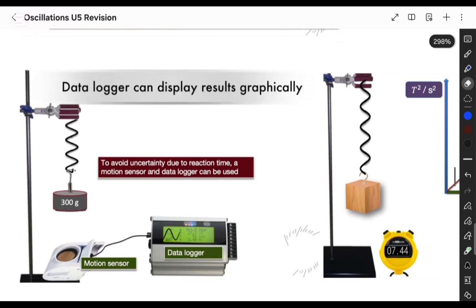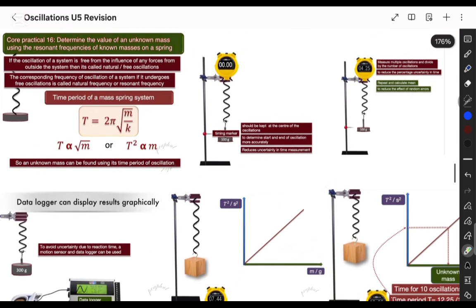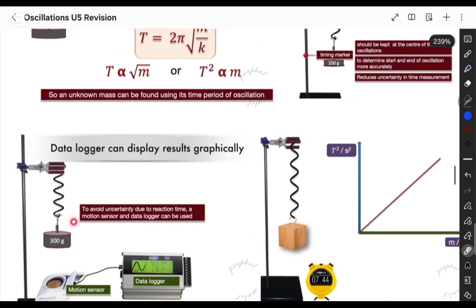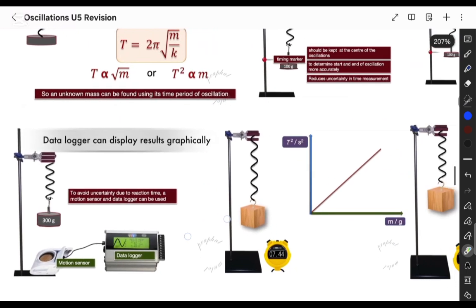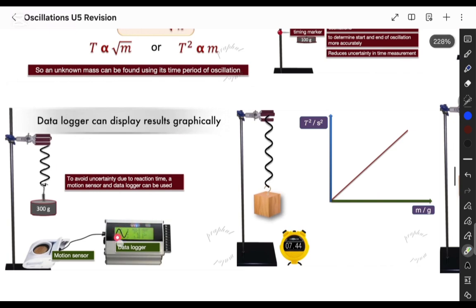Now, a better way to do this experiment is to attach a data logger and a motion sensor. This is to avoid the reaction time. The data logger and motion sensor can take a lot of measurements in a very short amount of time, and they can plot graphs for us. So they're really helpful. If you notice, we went from 100 grams to 300 grams, and using all of this, our data logger can graphically show us the results.